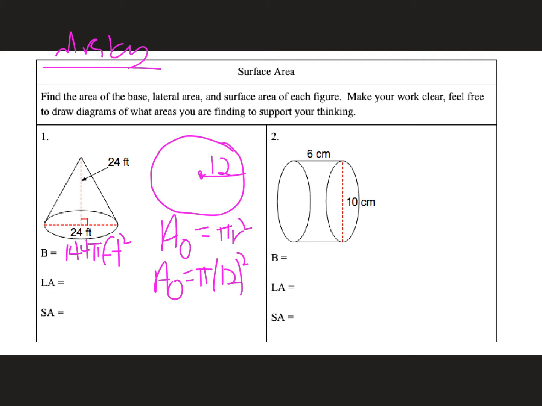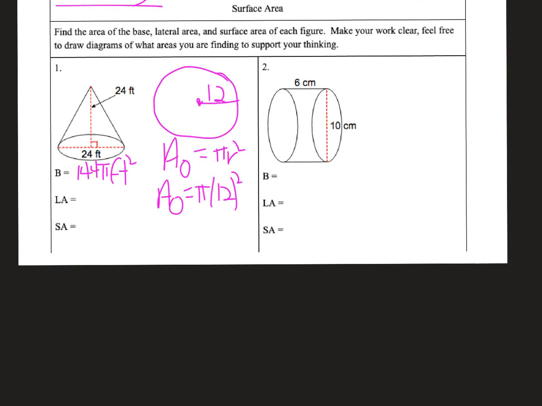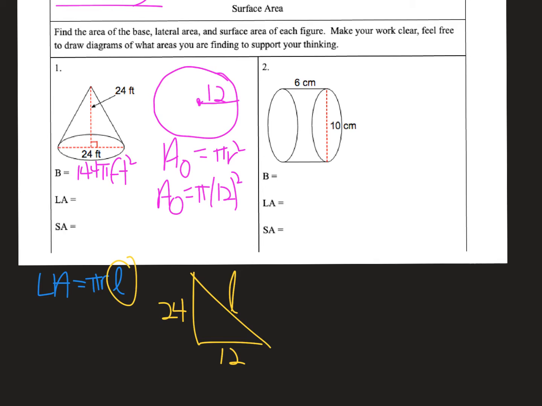For the lateral area, okay, so this one's a little pasty. The lateral area of a cone, and I would make sure I have this written down somewhere, it's on your MCAS sheet also, I believe, is pi r L, where L is the slant height. So I'm going to make note of that. That's the slant height. So L, this is 12, this is 24, this here is L. So I need to find that slant height.